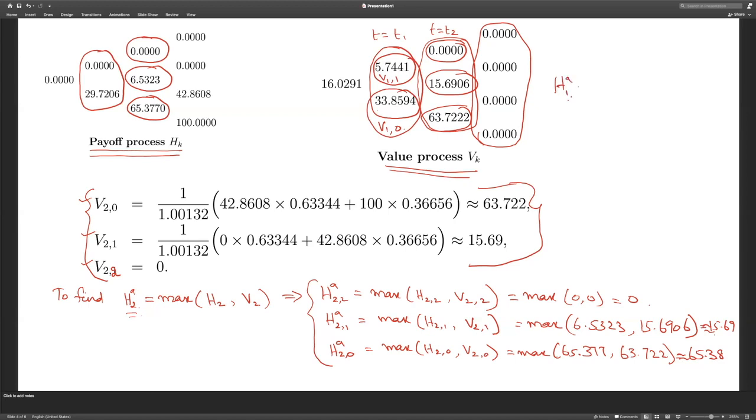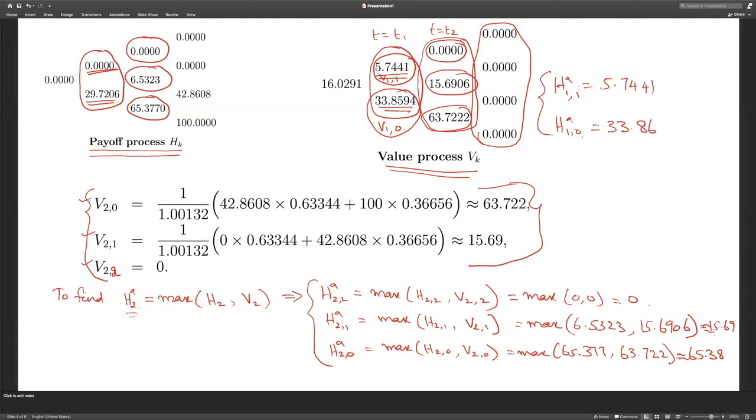So that gives me H1A. H1,1 is equal to the maximum between 0, that is this one, and 5.744, that gives me 5.7441, and H1,0A is the maximum between 29.72 and 33.86, that gives me 33.86 approximately.